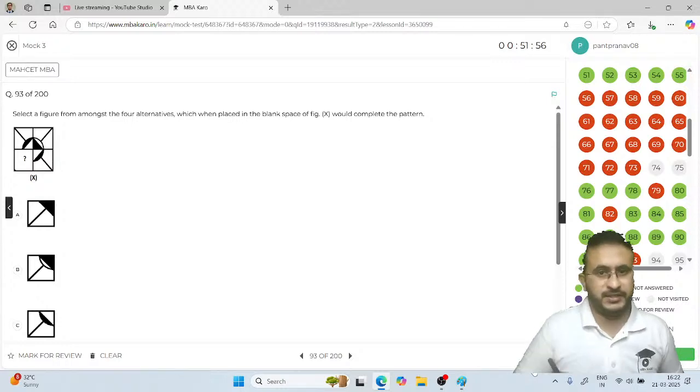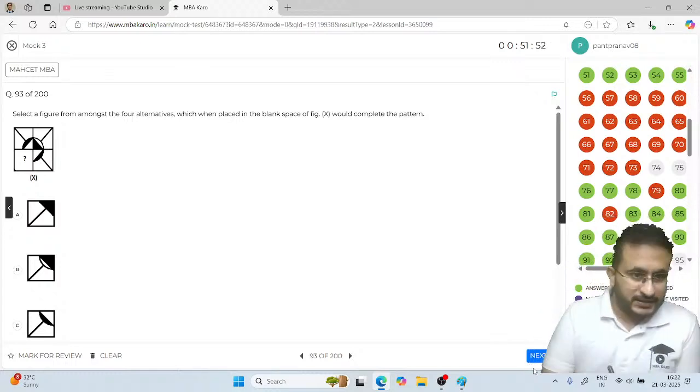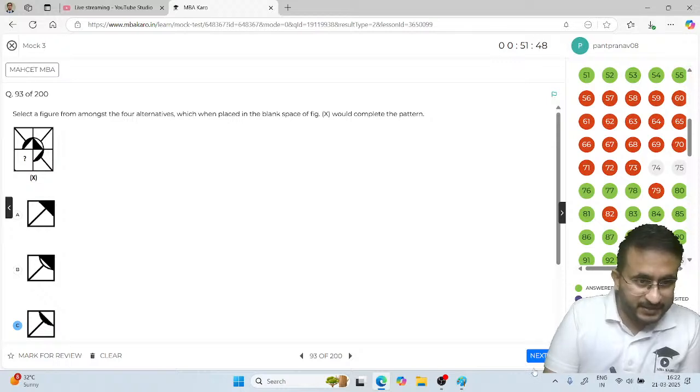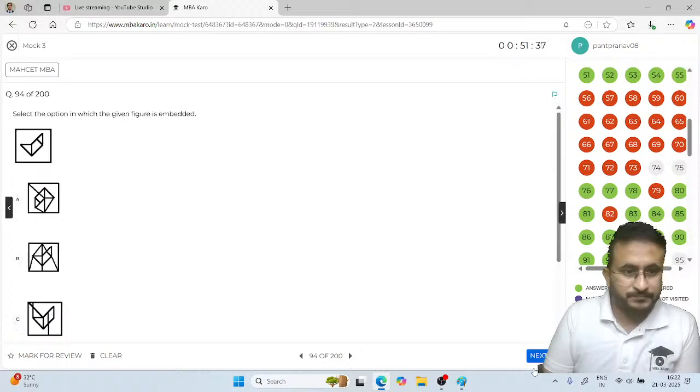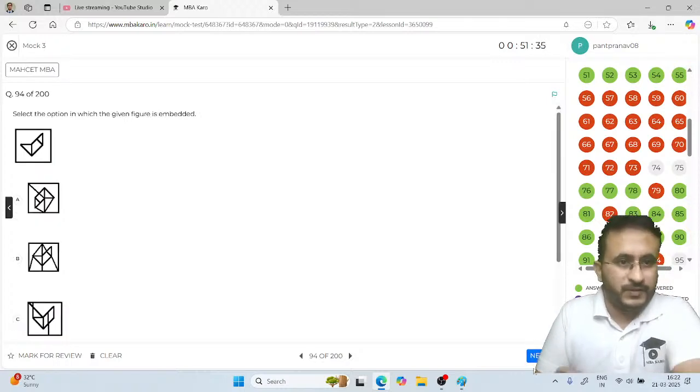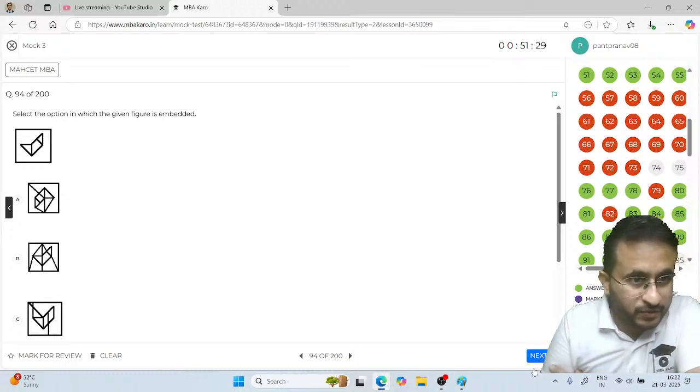Figure completion. So we should have this kind of a shape. यहाँ पे white बनेगा, and then outside it should be black, and then from the corner we need to join the line. So that is an option C. Option D में देख लेते हैं how it is embedded. That looks in option B.